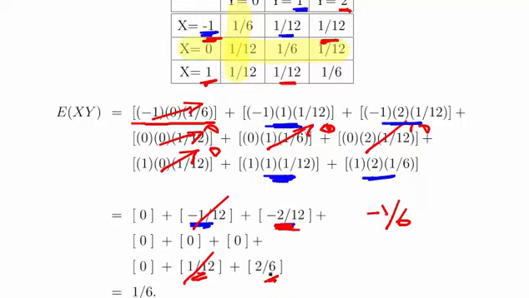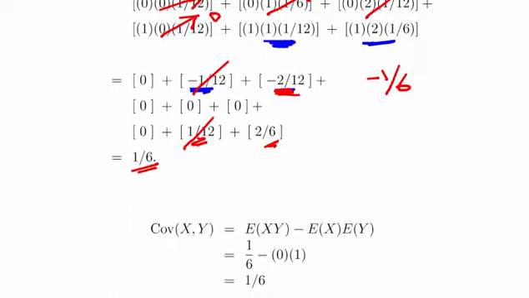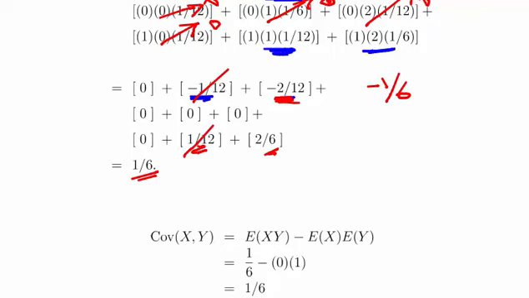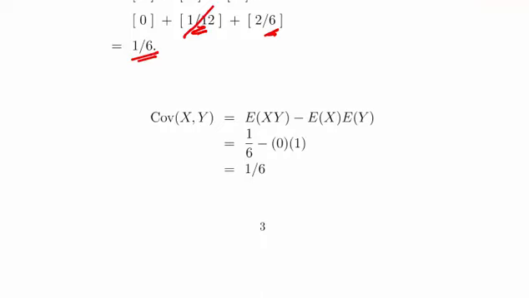That's 2/6. So essentially what we end up with, let's move down here, is the expected value of the product of x and y equal to 1/6. Now, the covariance, this is a formula you should know off by heart. This will come up quite a lot in these types of questions. It's very similar to the variance formula.